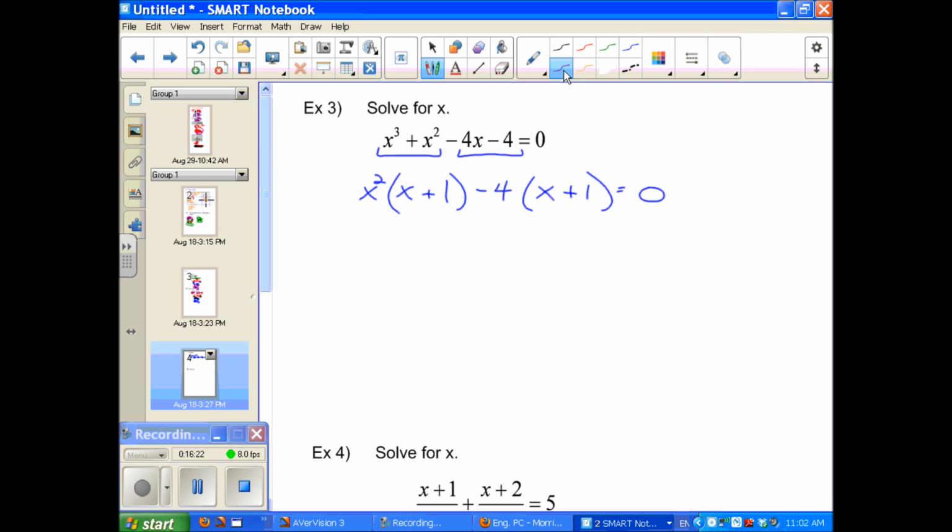Okay, so then the way this works out is you take the two things out in front, put them together. So we got my x squared and my minus 4 together, times the thing they had in common. Do you square the x plus 1? No. Okay, oh, I see. Glad you asked. I get that asked every year.